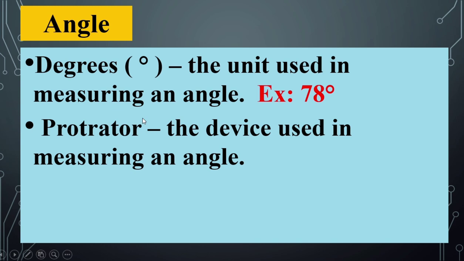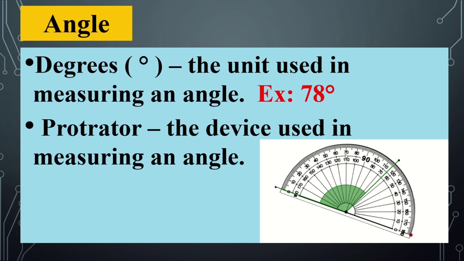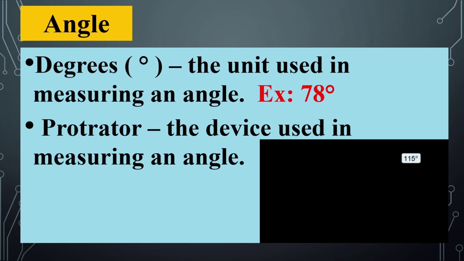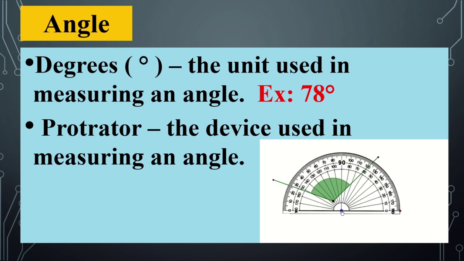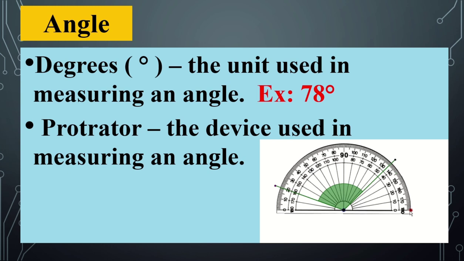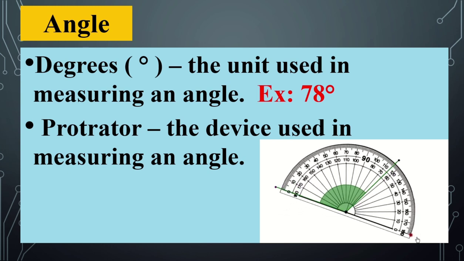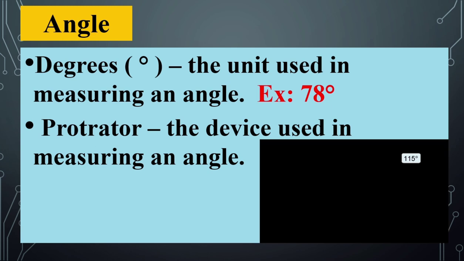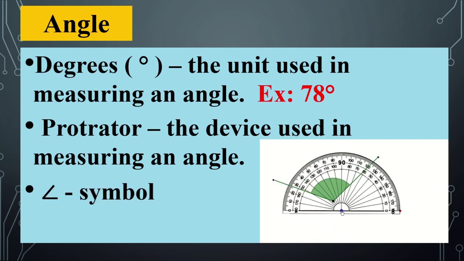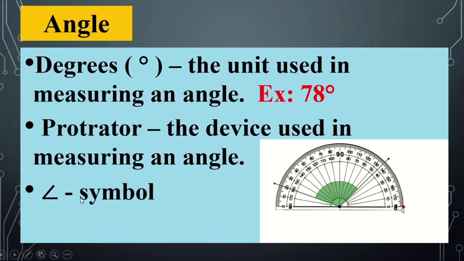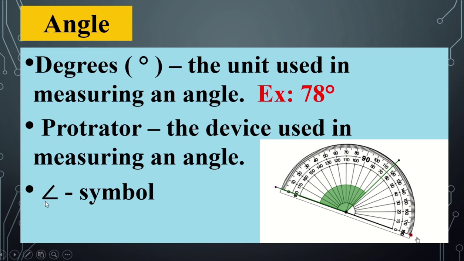Next, protractor. Are you familiar with the protractor? Have you seen a protractor? Okay. For those who have not yet seen a protractor, here is the protractor. This is the device used in measuring an angle. It is what we can use to get the measure of the angle. Can we use a ruler? No, because the ruler is a straight edge measuring device. Okay. Next, the symbol we use to name the angle is this one. We cannot name an angle without the symbol. Okay, let's proceed.